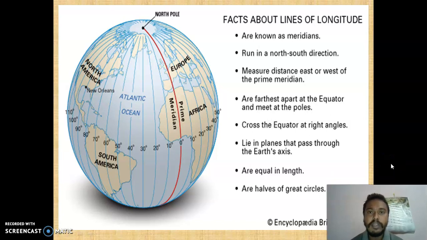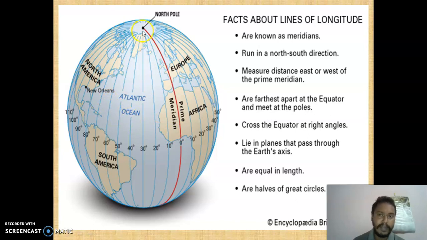Some facts about longitudes: they are known as meridians. In latitudes, we know them as parallels, because they are parallel. But in longitudes, they are straight, so they are known as meridians. They run from north to south, and they measure from east to west of the prime meridian.